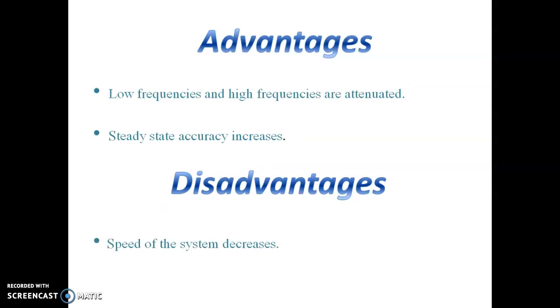So advantages: phase lag compensation allows low frequency, and high frequency can be attenuated in the case of lag compensation. Due to the presence of phase lag compensation, the steady state accuracy will be increased. These are the advantages, and one disadvantage is there, that is the speed of the system decreases due to the negative phase angle of the system. So the speed of the system will be reduced.